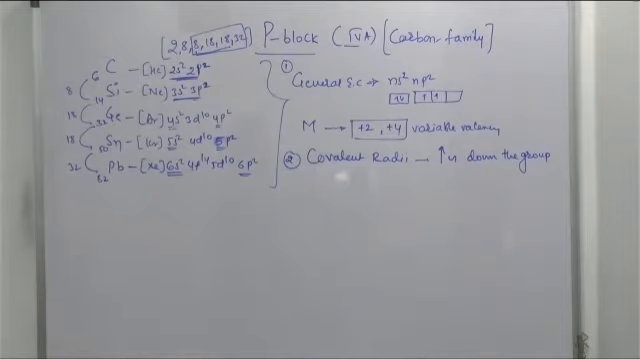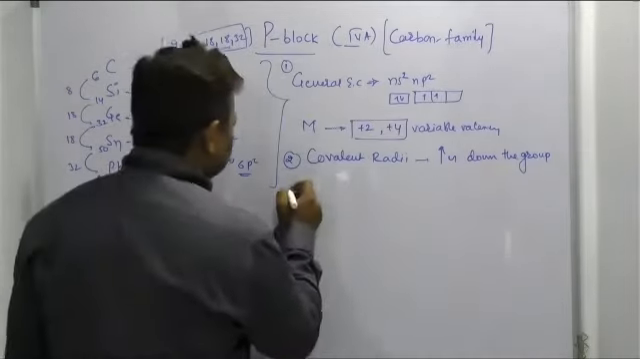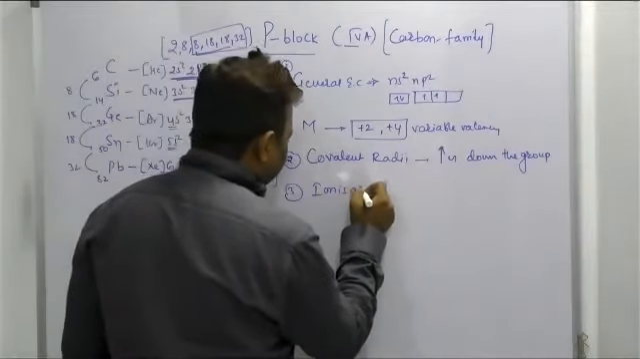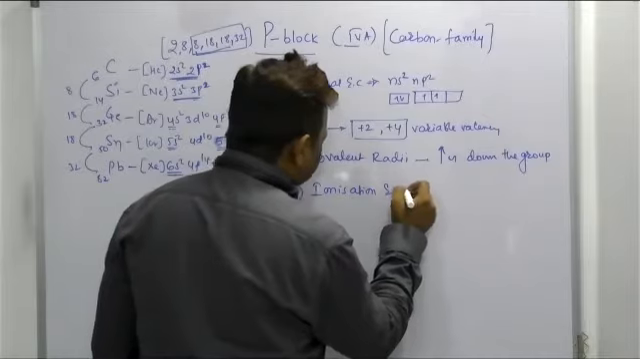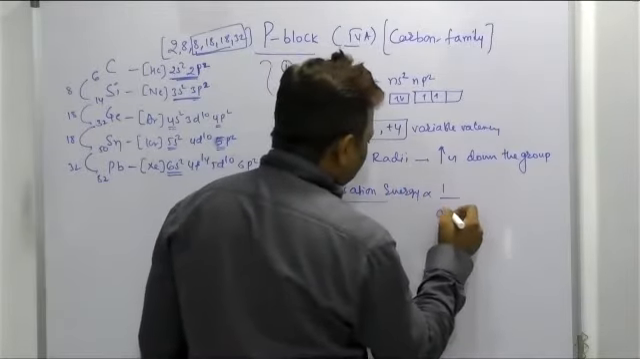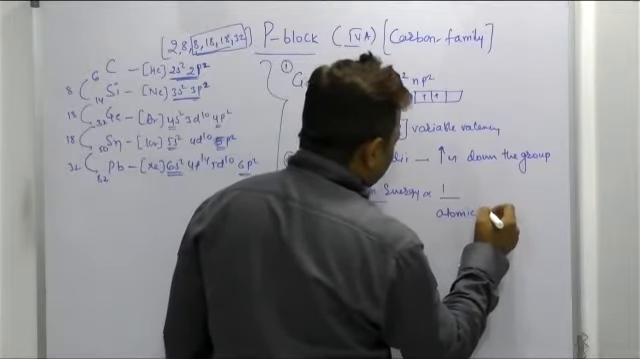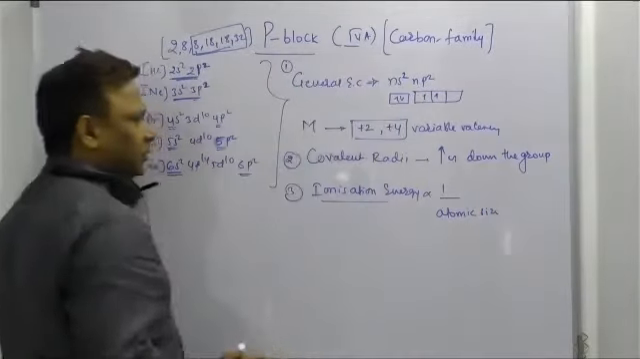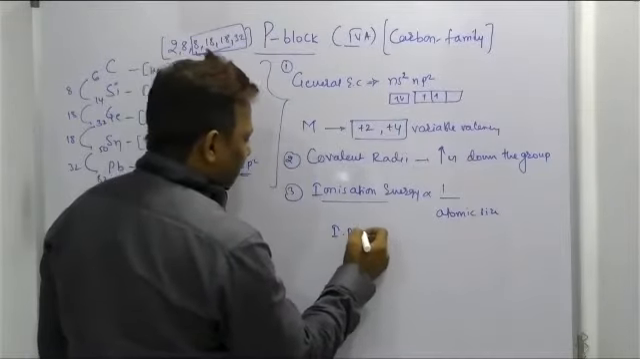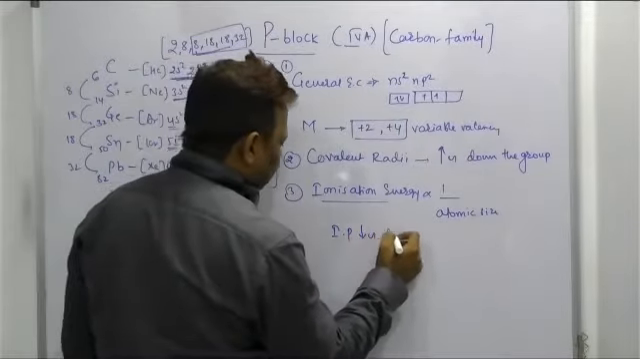We can go with the ionization energy for this group element. As we know, ionization energy is inversely proportional to atomic radii or covalent radii, and as we know that while coming down the group covalent radii increases, obviously the ionization potential value decreases down the group.